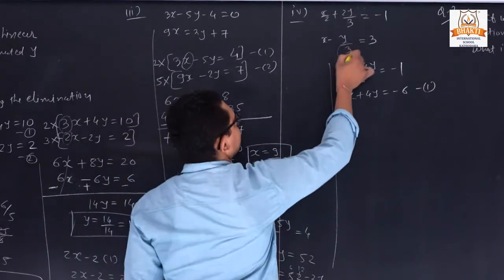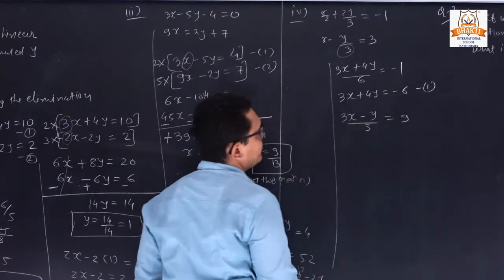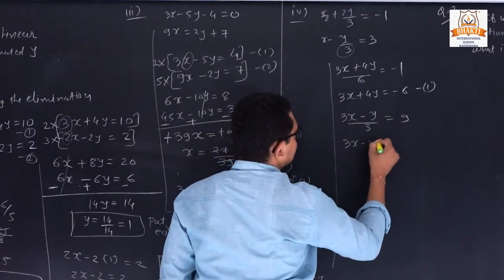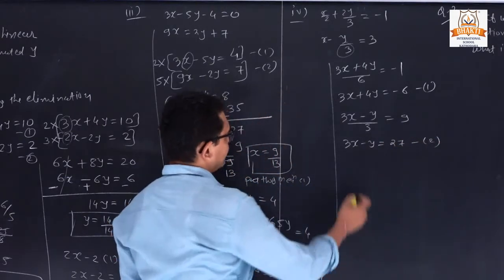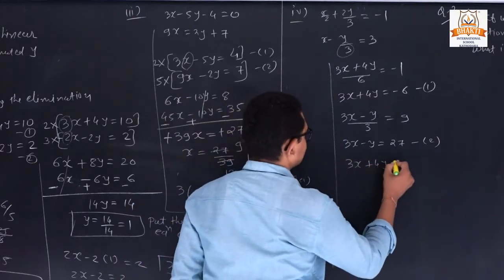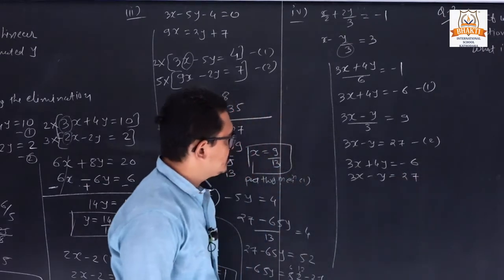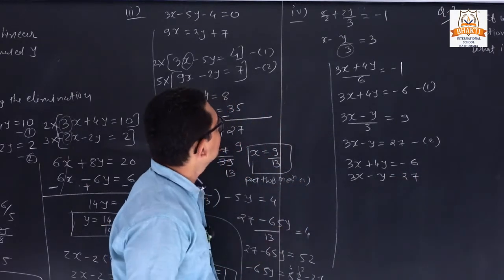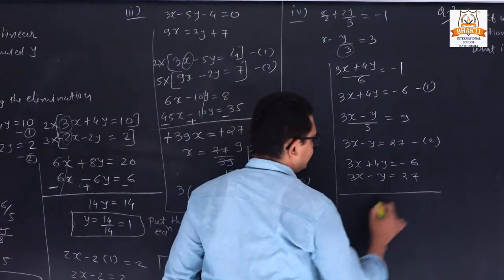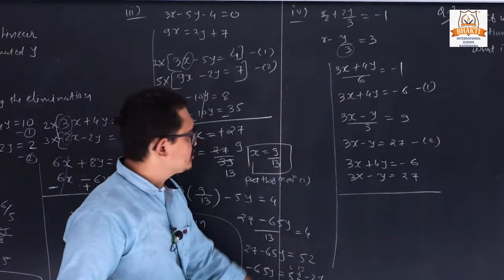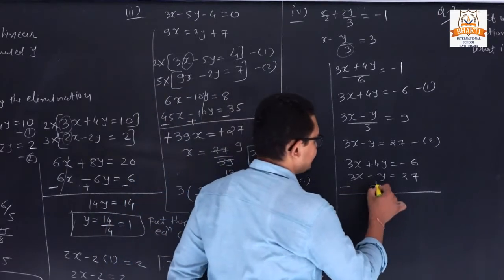Now once again 3 is our LCM, so 3x minus y upon 3 is equal to 9. So 3x minus y is equal to 27. So it is equation 2. Now we can write both equations. 3x plus 4y is equal to minus 6 and 3x minus y is equal to 27. So here see that both have 3x. So we can simply change the sign. Here we are not multiplying with any digit because both have the same coefficient. See that 3x. So we can change the sign.